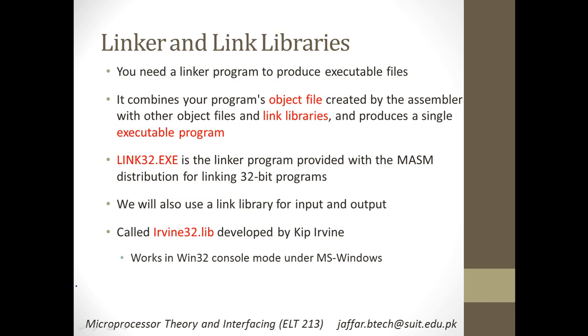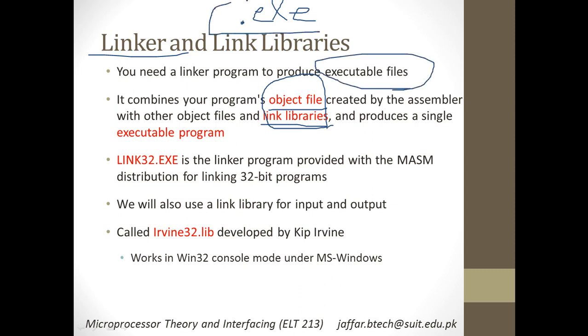You need a linker program to produce your executable files, which are basically .exe files. This kind of file will help you run the program, not the object files. The object files, along with the supporting files, the link libraries, are mixed together using a linker, and this will create an executable file. You know what an executable file is? A .exe type file. This is an application file, and after clicking it, you will be able to run your program.